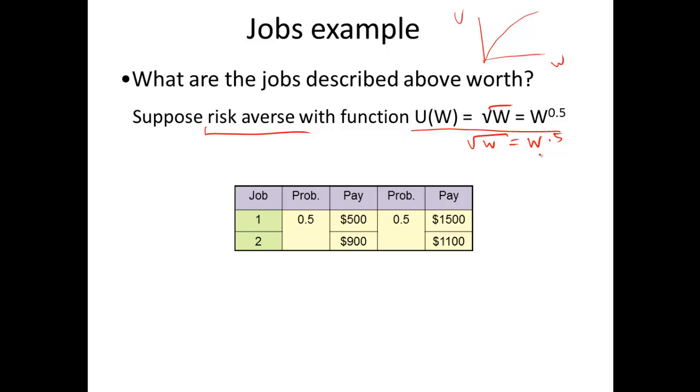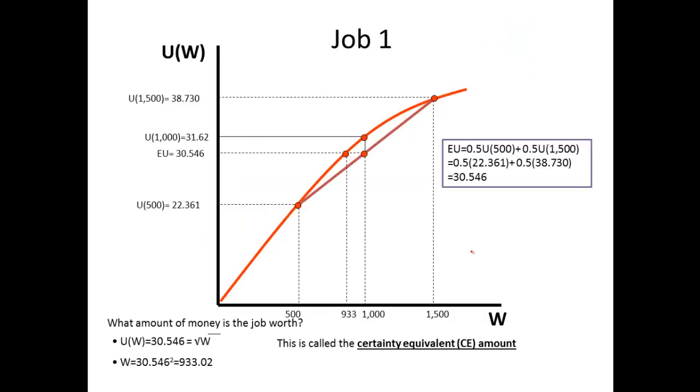All right, refreshing our memory about what those jobs examples were, job 1 had a 0.5 probability of paying 500 and a 0.5 probability of paying 1,500. Job 2 had a 0.5 probability of paying 900 and a 0.5 probability of paying 1,100. So how do we think about those in these diagrams? Well, here's the answer. Here's job number 1. Here's 1,000. Here's 500. Here's 1,500.